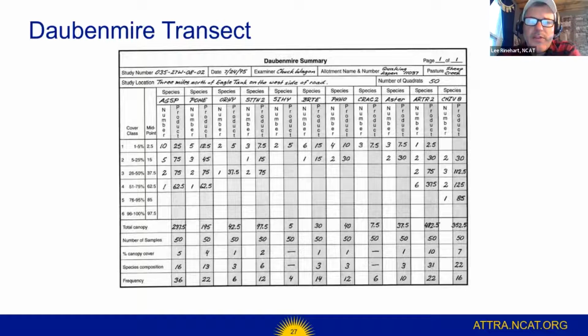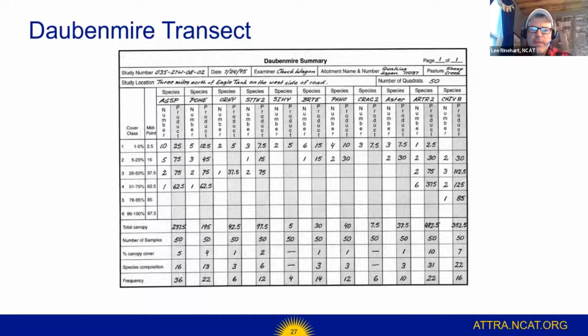So you do that for the rest of the different cover classes, and you come down and add up a total canopy there of 237.5. So that's the total canopy. You take that and you divide it by 50, which is the total number of quadrants that this person had, and it gives you a percent canopy cover of 5, which basically means that this species of plant on this whole transect, which represents this pasture, was 5% of the canopy cover, is what it's telling you, right?